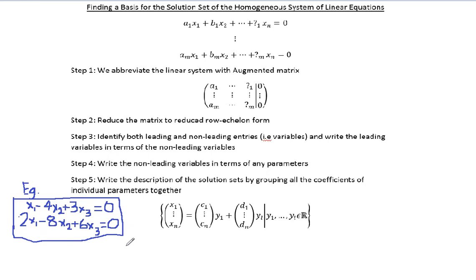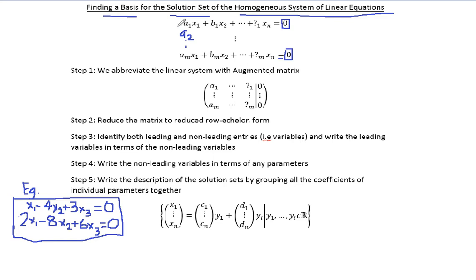Hi everyone, in this video, we're learning how to find a basis for the solution set of a homogeneous system of linear equations. So what is homogeneous? It means that your constants here equal 0. So everything will add up to 0. So you have a1, a2, all the way to am. These will be your coefficients, a1, b, all this and this one.